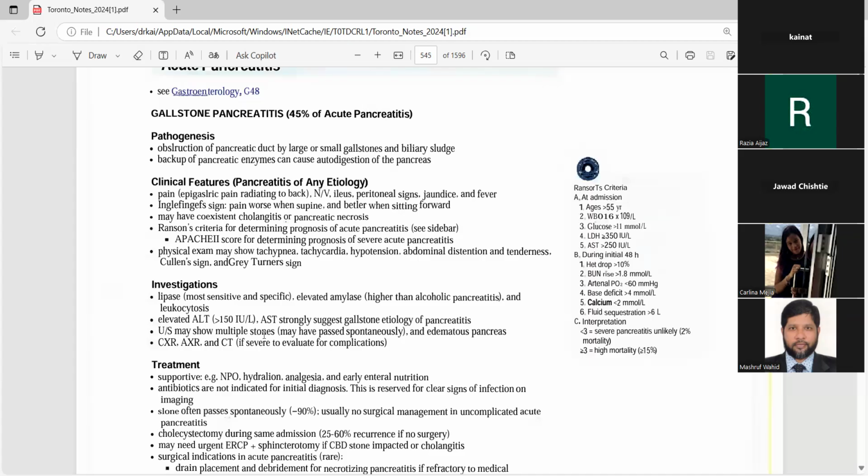Ultrasound may show multiple stones and an edematous pancreas. Chest X-ray, abdominal X-ray, CT scan if so, to evaluate for the complications. So CT scan is usually to evaluate the complications and mainly done in emergency. But in family medicine, if you think there is a complication, then you can just order it. It might take a lot of time.